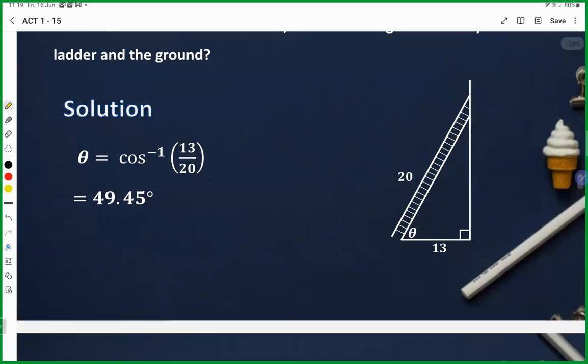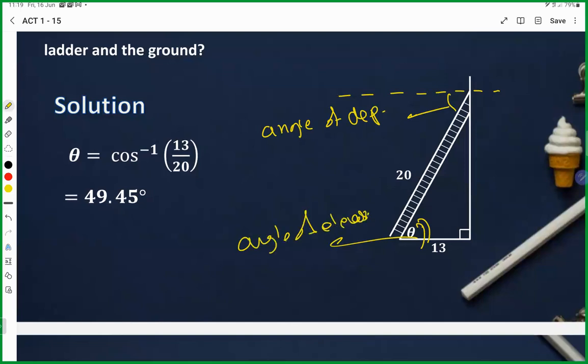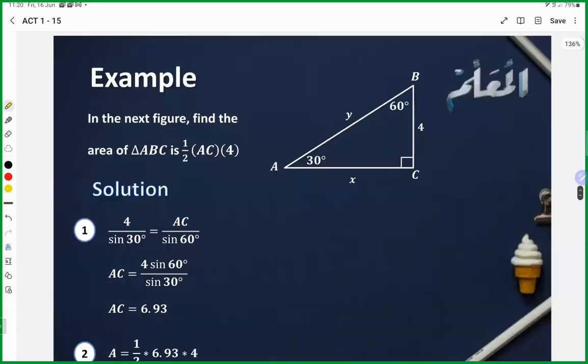Some students get confused here. We call this angle the angle of depression, and we call this the angle of elevation. They are equal because those two lines are parallel with the horizon. When we say angle of depression, it means I'm standing there looking downward. Angle of elevation, always remember, is looking upward, this way. Fine? So the sine, cosine, tan.